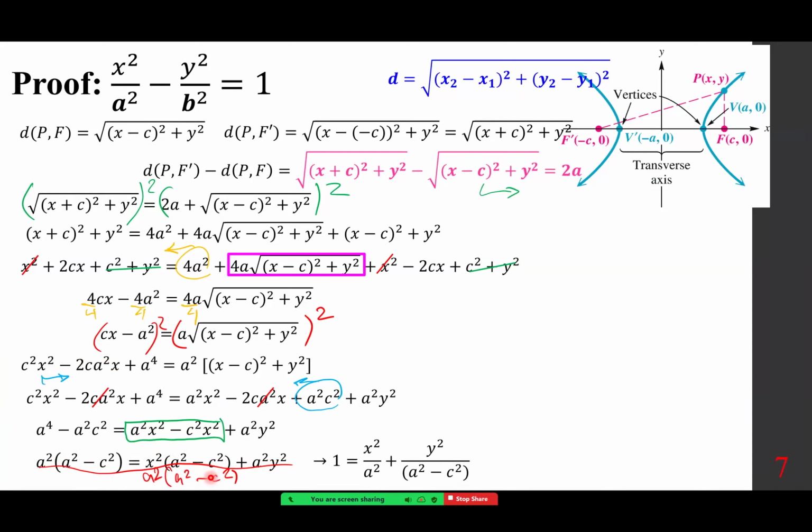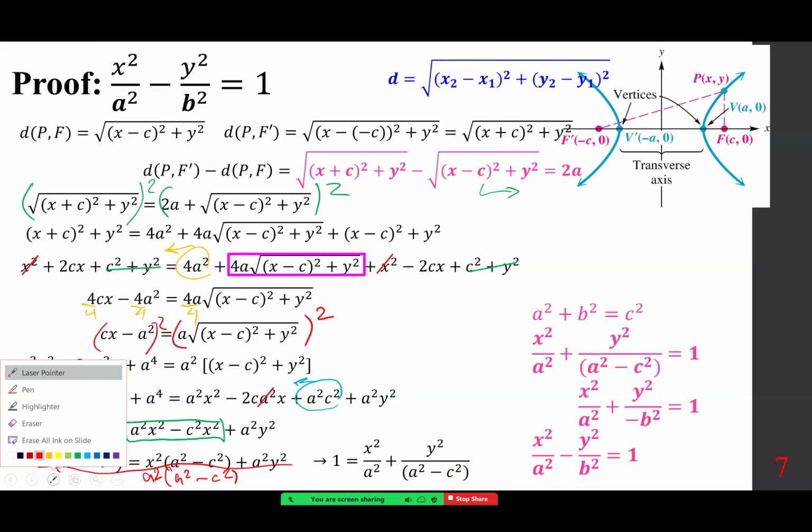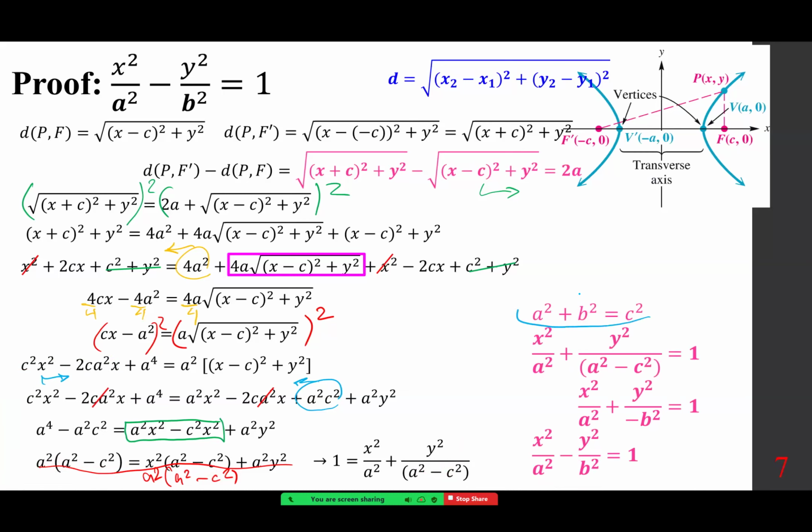We also know a squared plus b squared equals c squared. So this is a squared minus c squared. So if you work on this, a squared minus c squared becomes minus b squared. And that's exactly what we get here. And this makes this fraction negative. So x squared over a squared minus y squared over b squared equals 1. That is the proof.